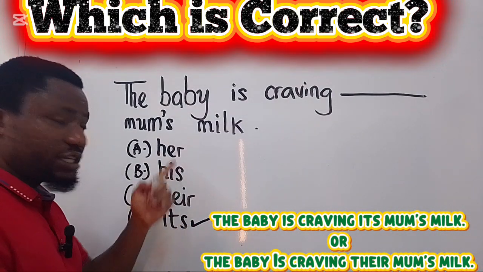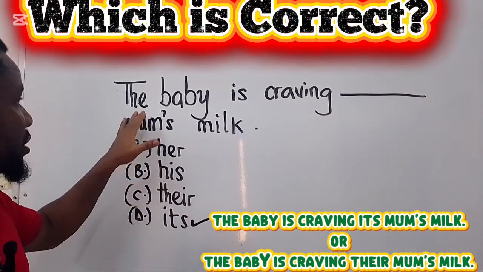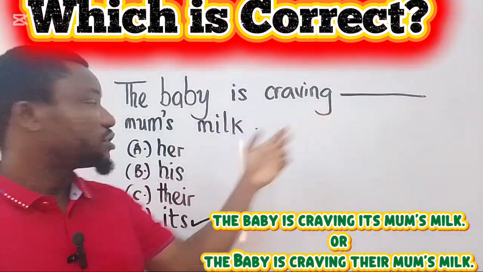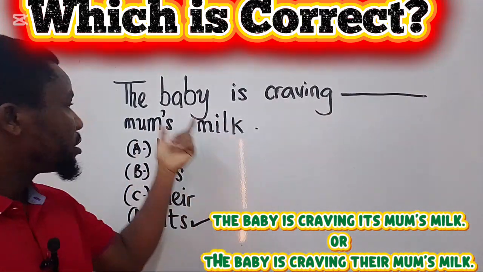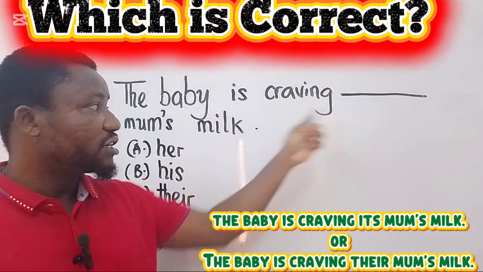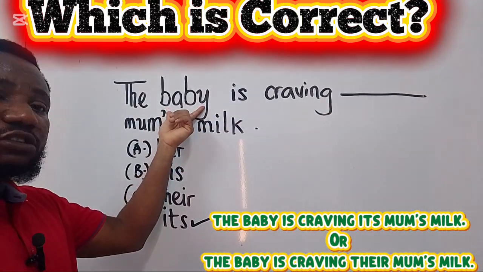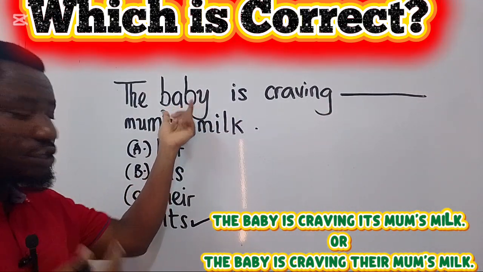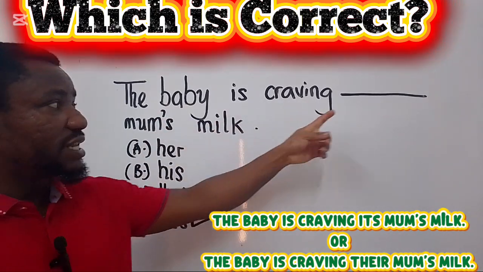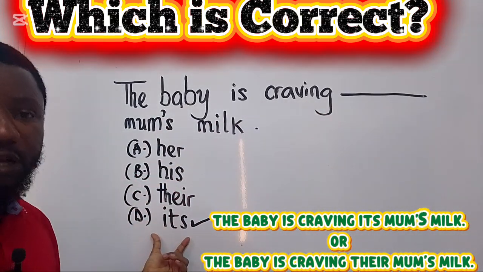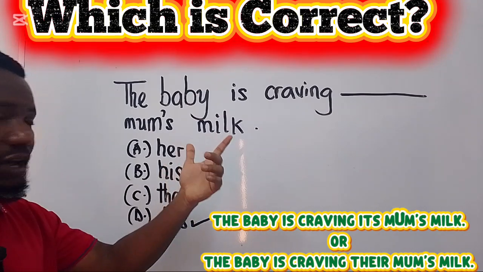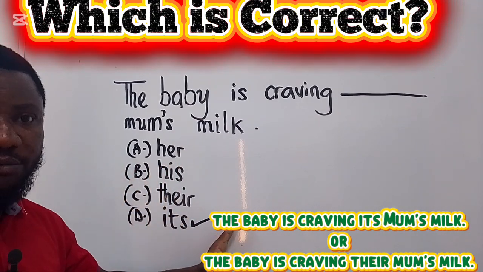So let's put this in the question. The question is: the baby is craving dash mom's milk. The identity of this child in terms of gender isn't known. So we go for this. The baby is craving its mom's milk. Its mom's milk. That's according to traditional grammar.